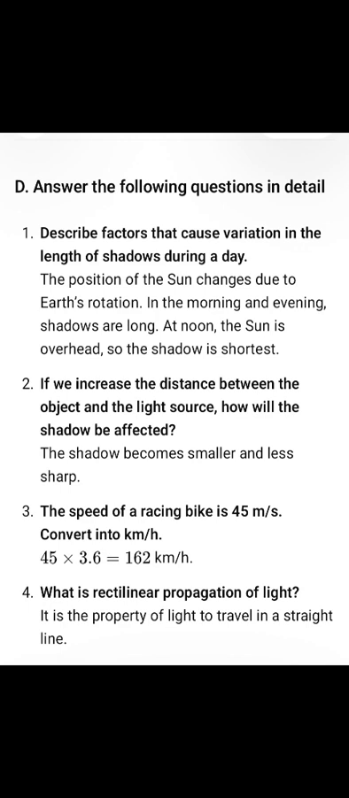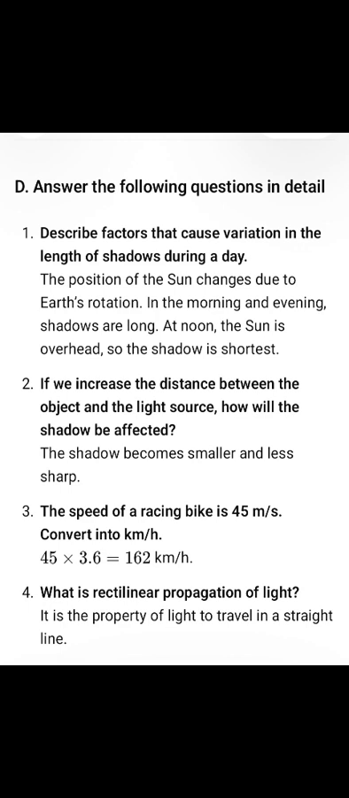Now convert into meter per second, which will be equal to 18 upon 5, which is equal to 3.6. So 45 meter per second equals 45 multiplied by 18 divided by 5, which is 45 times 3.6, which is 162 kilometer per hour.